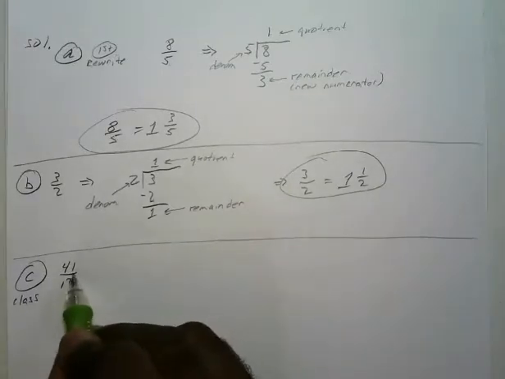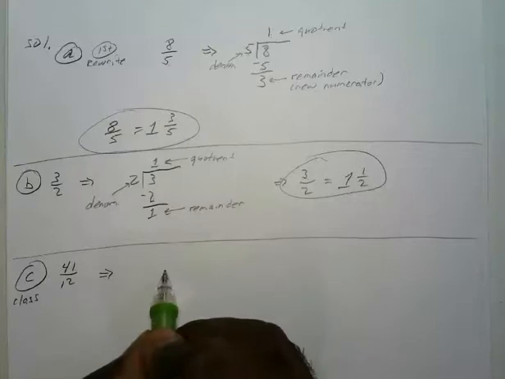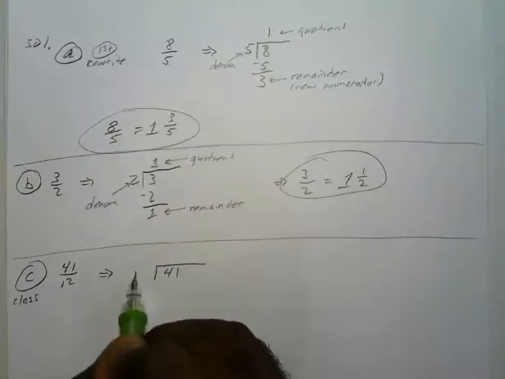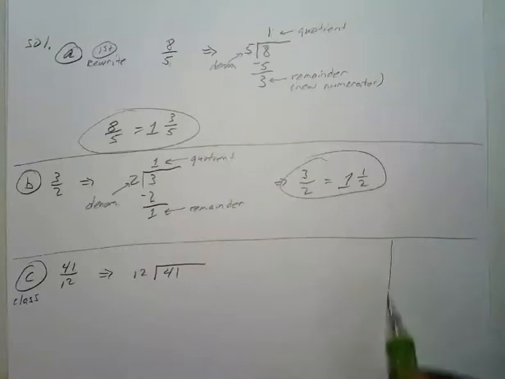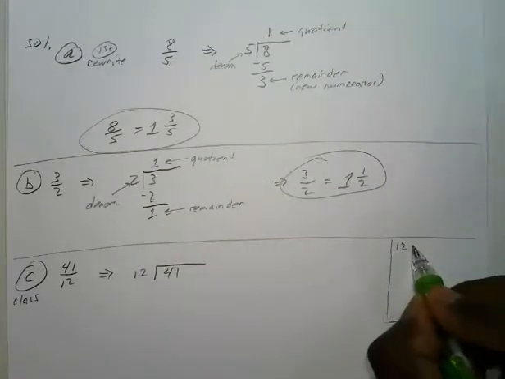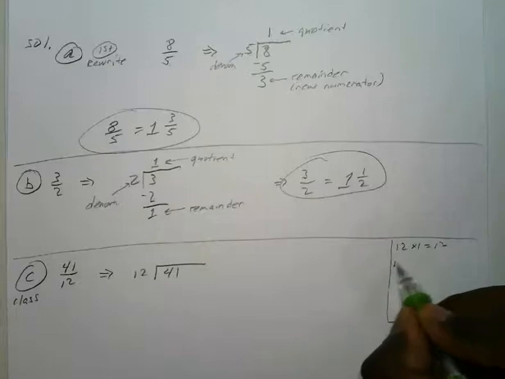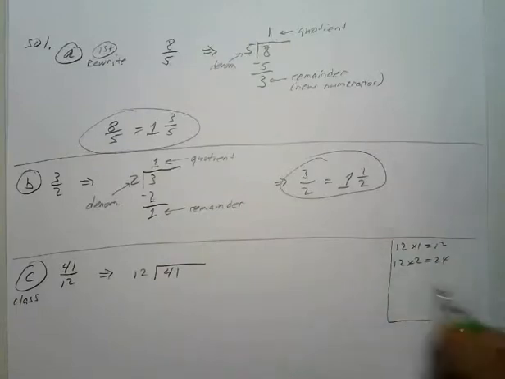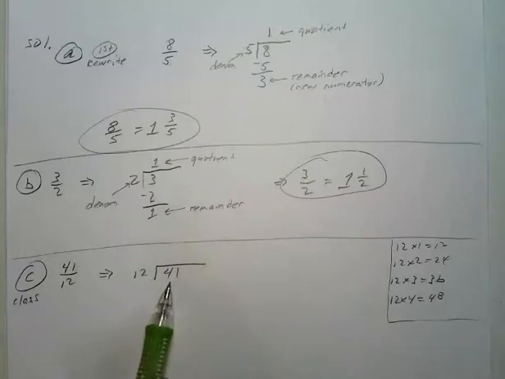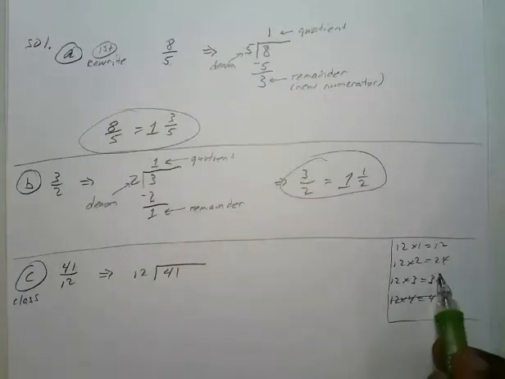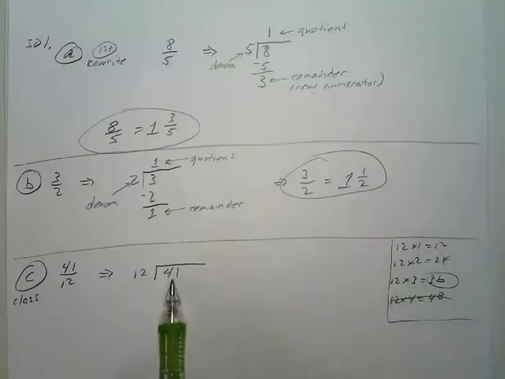Okay, so 41 divided by 12, we're just going to rewrite that as 41 over 12. Okay, so how many times does 12 go into 41? Well, let's see. 12 times 1 is 12. 12 times 2 is 24. 12 times 3 is 36. 12 times 4 is 48. 48 is bigger than 41, so we know we stop at 36. So 12 goes into 41 3 times. 4 times would be too many.